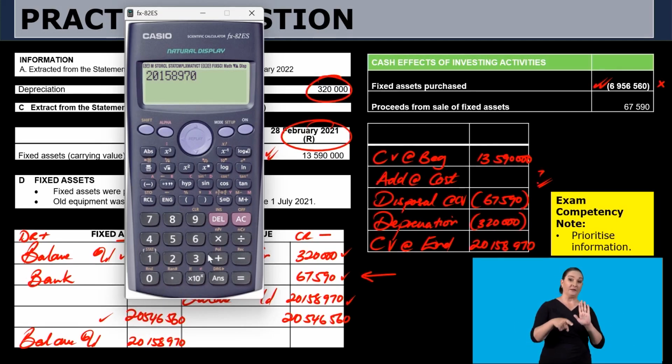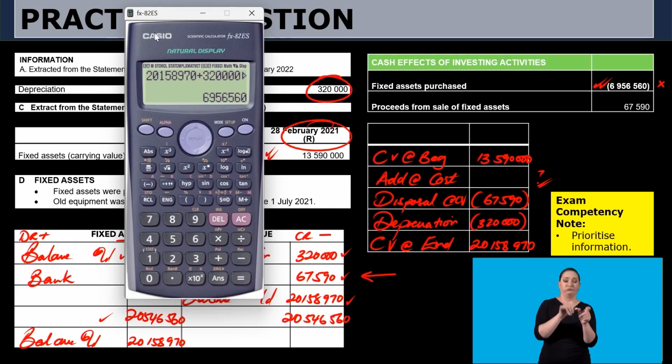So I have a negative 320, but when I come to it, I say plus 320,000. Can I go on? Then I have a negative 67,590, but I come to it and say plus 67,590. You still following me? Okay. And then on the next one now, it's a positive 13,590,000. I'm not going to say positive, so I'm going to say minus 13,590,000. And then I end up now with that same figure, 6,956,560.